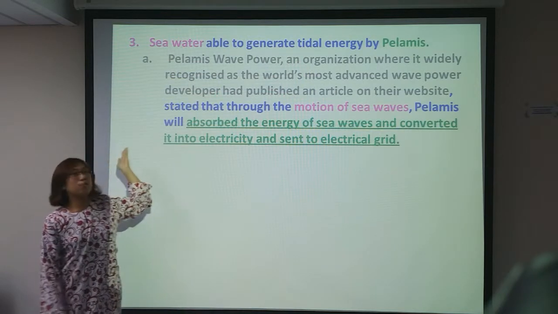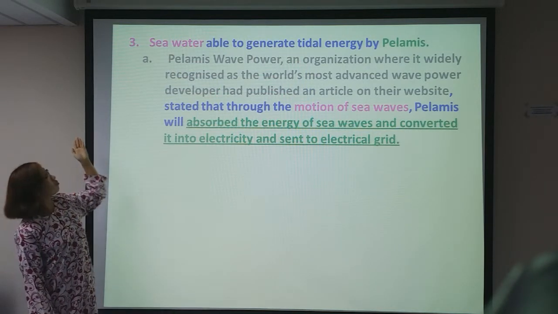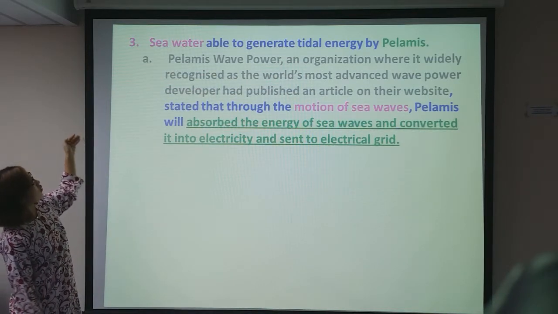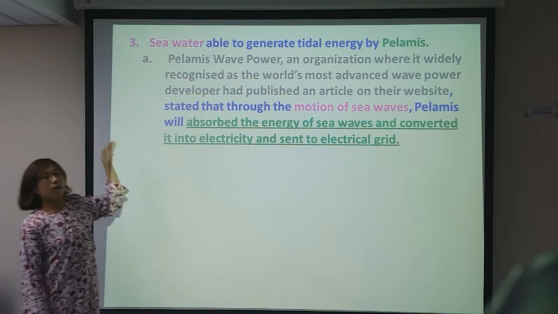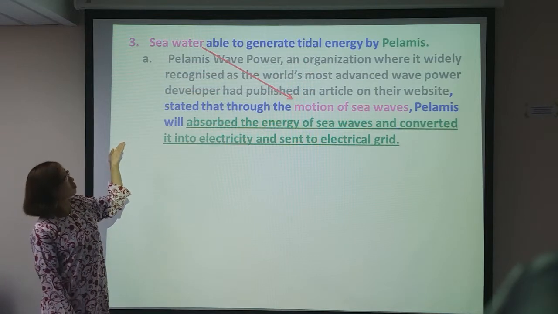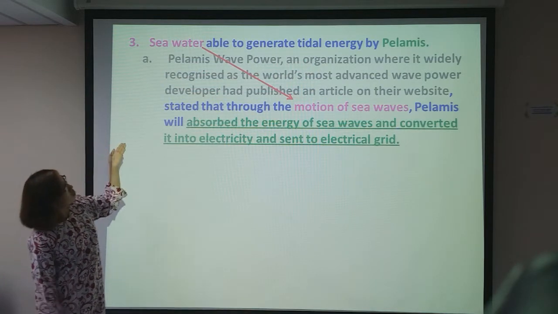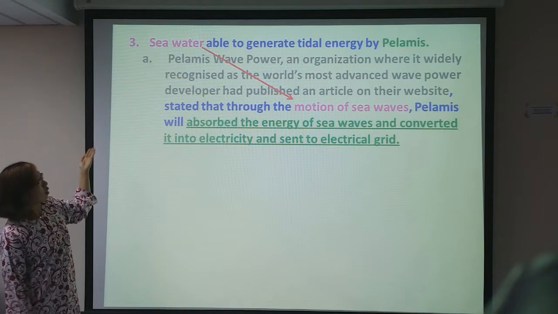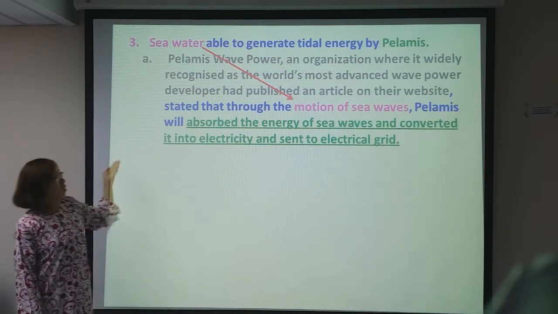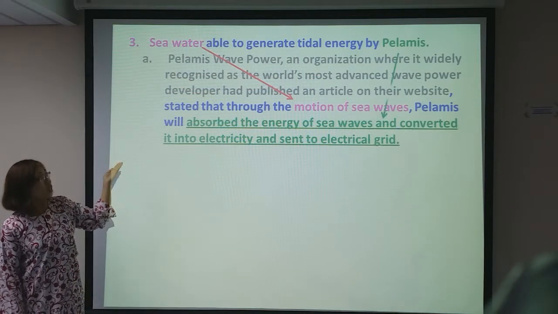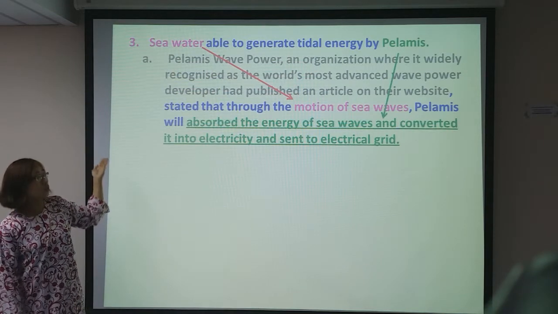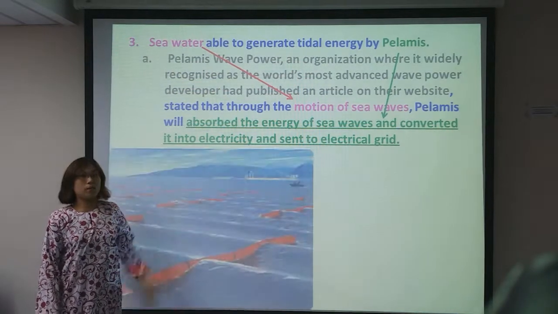I will move to the last point, which is number 3. The numbering A shows a reliable source, which is an organization, to show how the planet is able to absorb the energy of sea levels and convert it into electricity by the motion of the sea waves. And finally, it is sent to the electric grid. That's all for my point. Thank you.